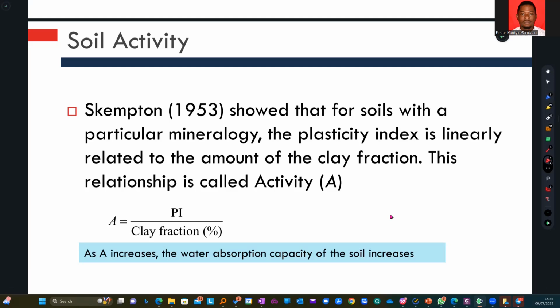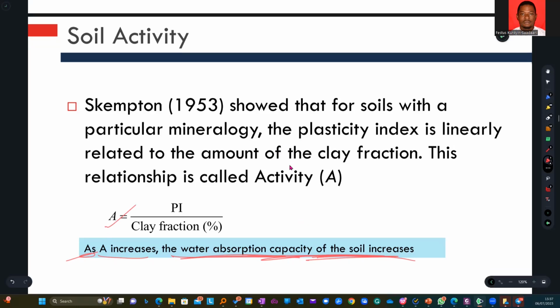And so we want to measure the behavior. We want to measure how much the tiniest clay particles within your soil will tend to affect that given soil sample. That is what we term as activity. So A increases the water absorption capacity of the soil. So as your A increases, you are going to have the absorption capacity of the soil also increasing.